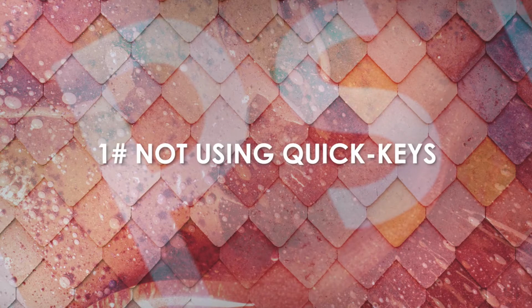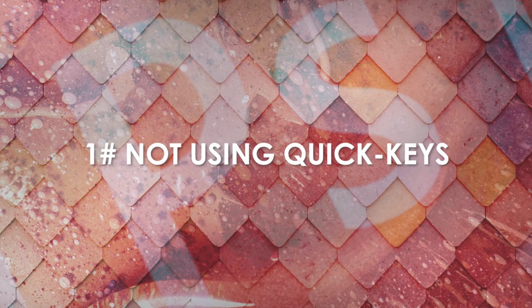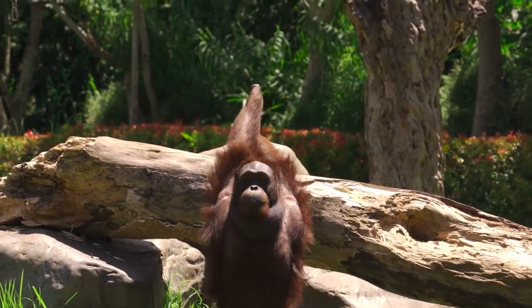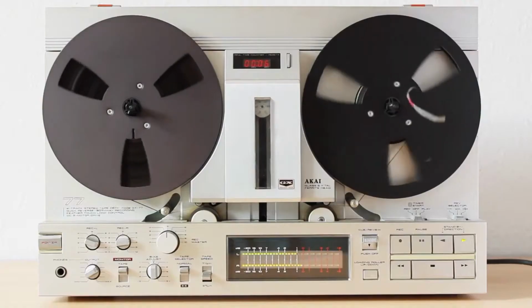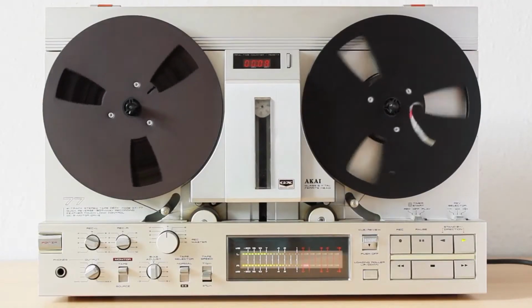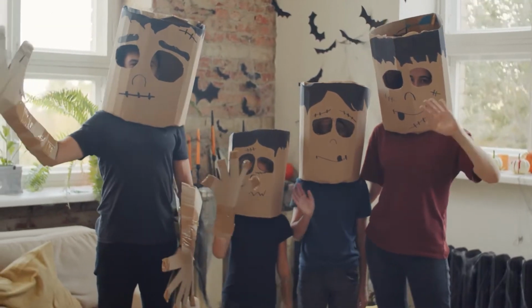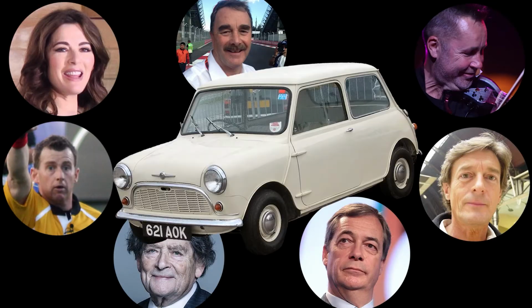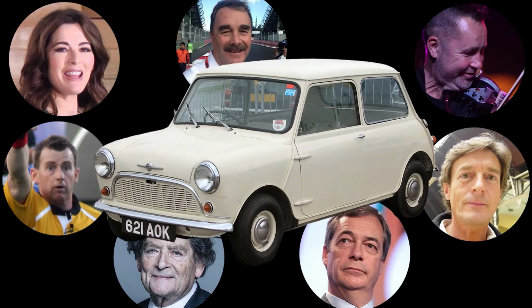Number 1. Not using quick keys. Relying too heavily on your mouse and eye? Not a good plan, orangutan. Sounds like too much hard work, as it involves eye-hand coordination. Let your fingers do the work, and try to memorize Photoshop quick keys as you use them. In that way, you can free up more brain bandwidth to think of more important things, like how many Nigels can you fit into a 1959 Morris Mini Minor?